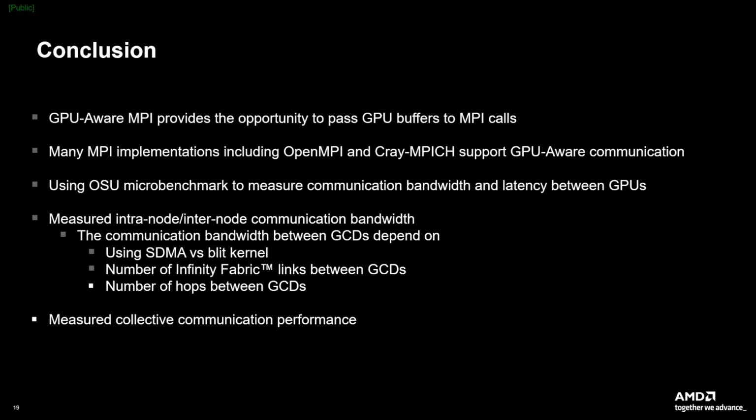We showed that the communication bandwidth between GCDs depends on whether we use the SDMA engine or blit kernels. It depends on the number of links between the GCDs, and also it depends on the number of hops between the GCDs. And we also showed an example of running collective communication, and we measured the performance for when the collective communication is running on one node versus two nodes.